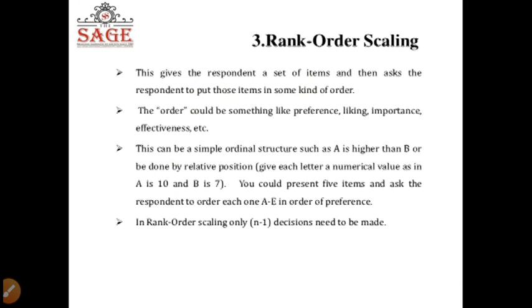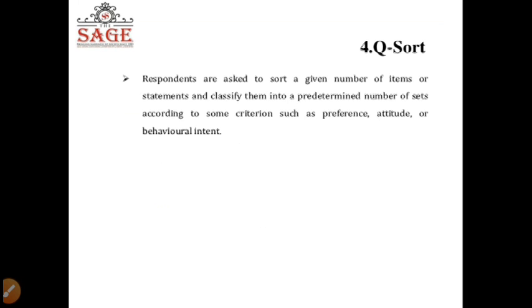Rank order scaling gives the respondents a set of items and then asks them to put those items in some kind of an order. There is an order, a preference; a Likert scale can also be used here. The other is Q sort. Respondents are asked to sort a given number of items or statements and classify them into a predetermined number of sets according to some criteria such as preference, attitude, or behavioral intent.